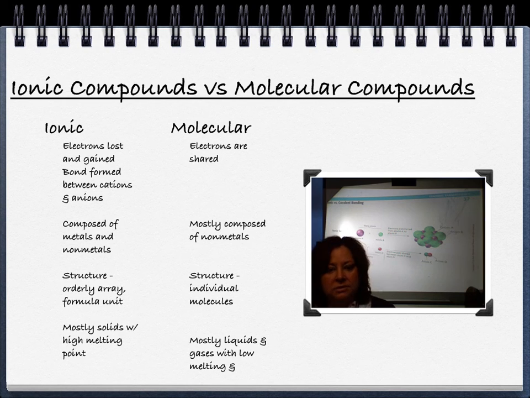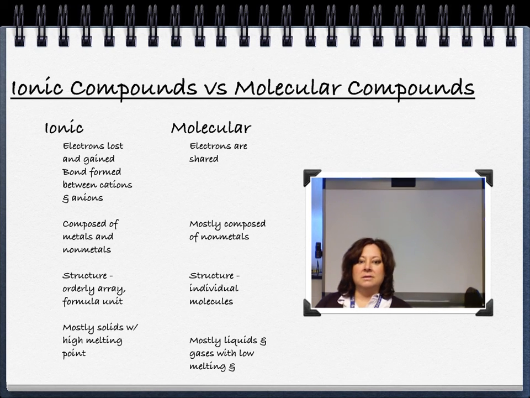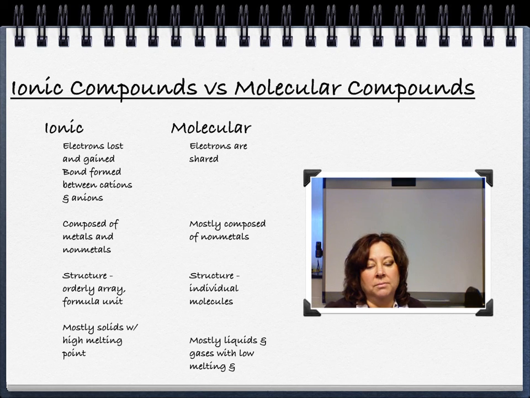When we're looking at their states, ionic compounds are mostly solids that have very high melting points. For example, salt. If I tried to melt sodium chloride, I wouldn't melt it until I achieved a temperature well over 800 degrees Celsius. So when we're talking about high melting points, we're talking about things that melt over 300 degrees Celsius.